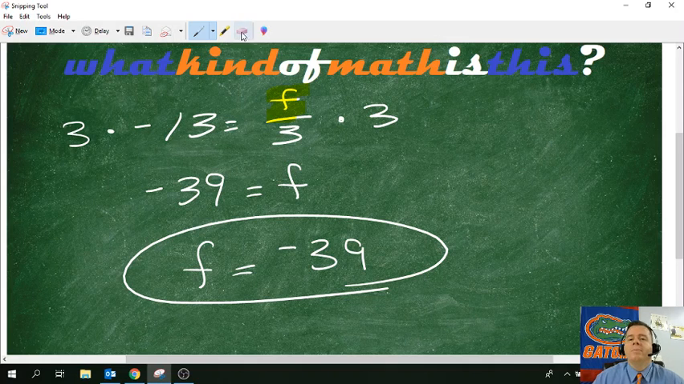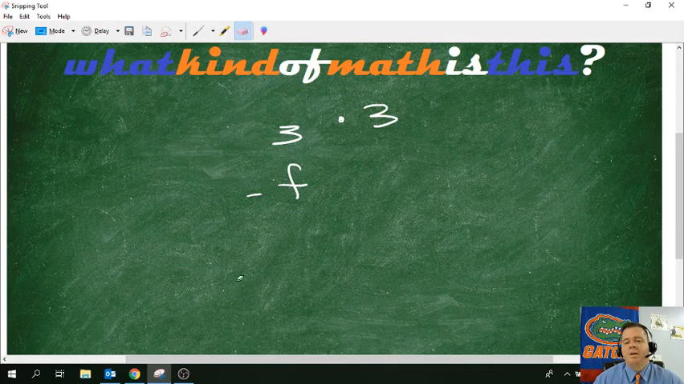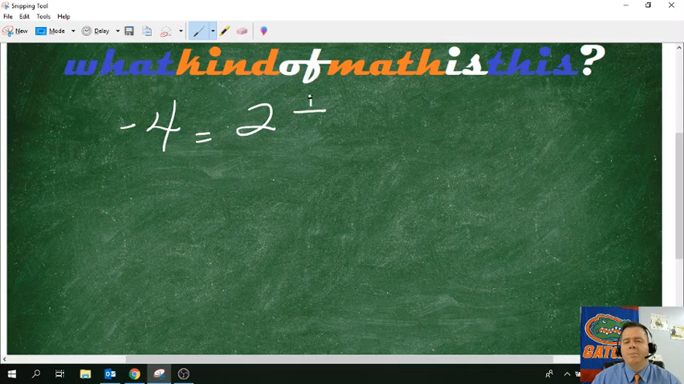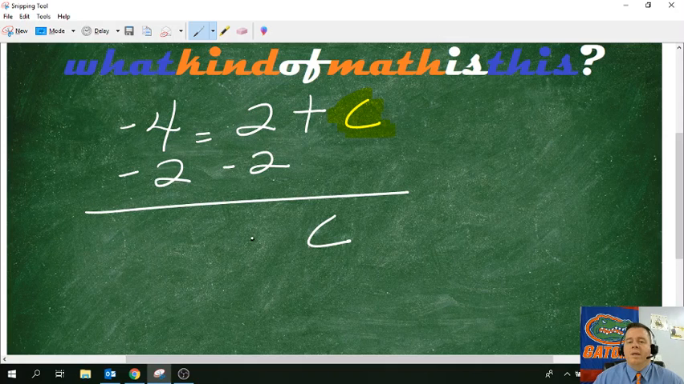I'll show you one more, and hopefully you will have somewhat of a grasp of this. All right, here we go. This is going to be negative 4 equals 2 plus c. I want to point out here is our variable, and we have something added to it, which in this case is a 2. So in order to isolate that variable, to get it by itself, I am going to do the opposite, or the inverse. And what I would get is negative 6.